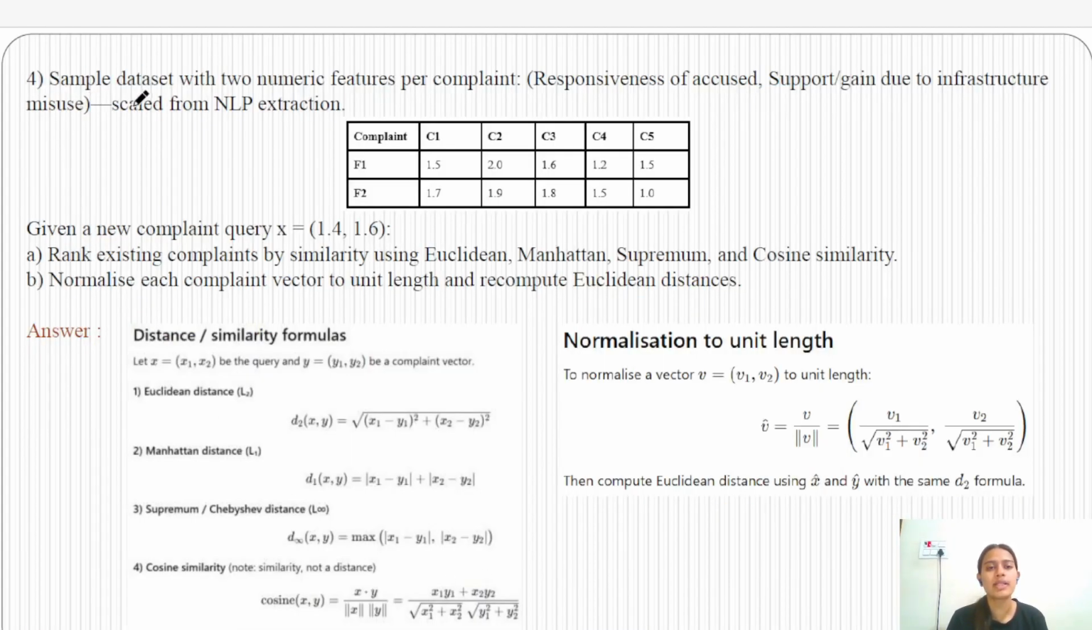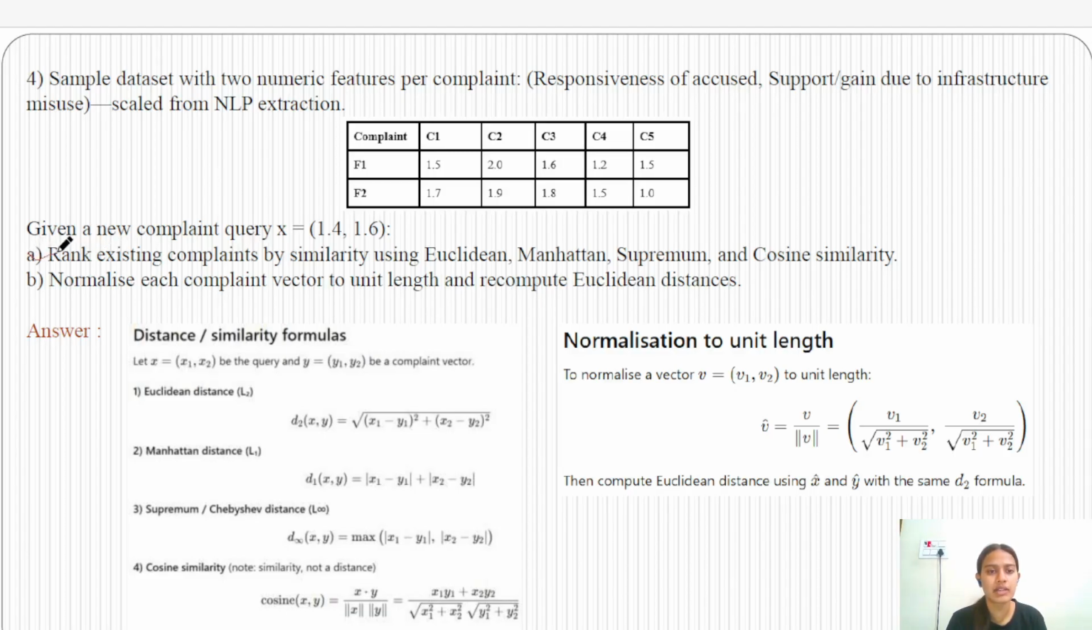Now, fourth: a sample data set with two numeric features per complaint, responsiveness of accused and gain due to infrastructure misuse, scaled from NLP extraction. So this is the given complaint data, with F1 and F2. Now, given a new complaint query x = (1.4, 1.6). Question A: rank existing complaints by similarity using Euclidean, Manhattan, supremum, and cosine similarity. B: normalize each complaint vector to unit length and recompute Euclidean distance.